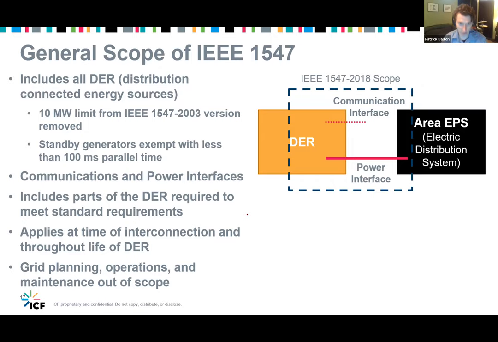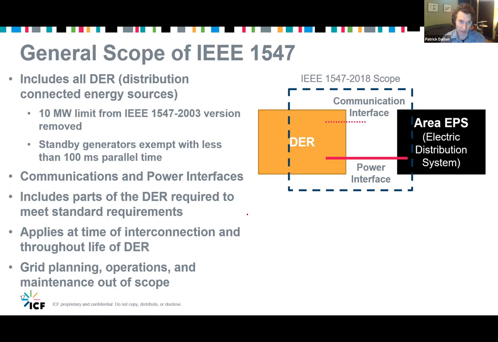So first, what is IEEE 1547 and what is the scope? What is in scope here is that all distribution connected energy resources are in scope. There's no size limit like there was in the past, but there is an exception for backup or standby generation.